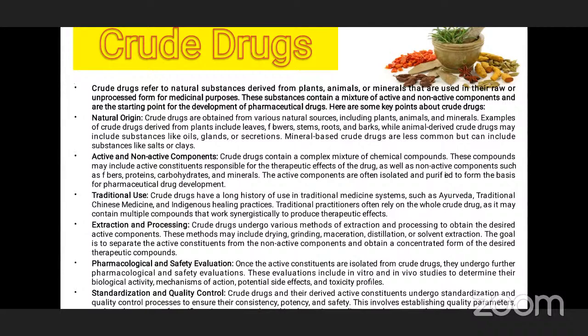Examples of crude drugs derived from plants include leaves, flower, stem, root, and bark, while animal-derived crude drugs may include substances like oils, glands, and secretions. Mineral-based crude drugs are less common but can include substances like salts and clays.